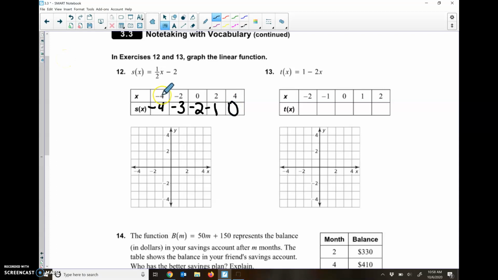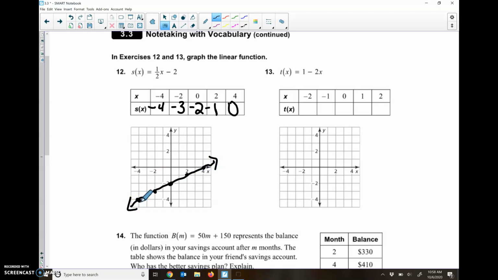So now if I graph these dots here, negative 4, negative 4 gives me a dot there. Negative 2, negative 3 gives me a dot there. 0, negative 2 gives me a dot there. 2, negative 1, and 4, 0. So right now we're doing linear algebra. So make sure everything you get on this section is a straight line.